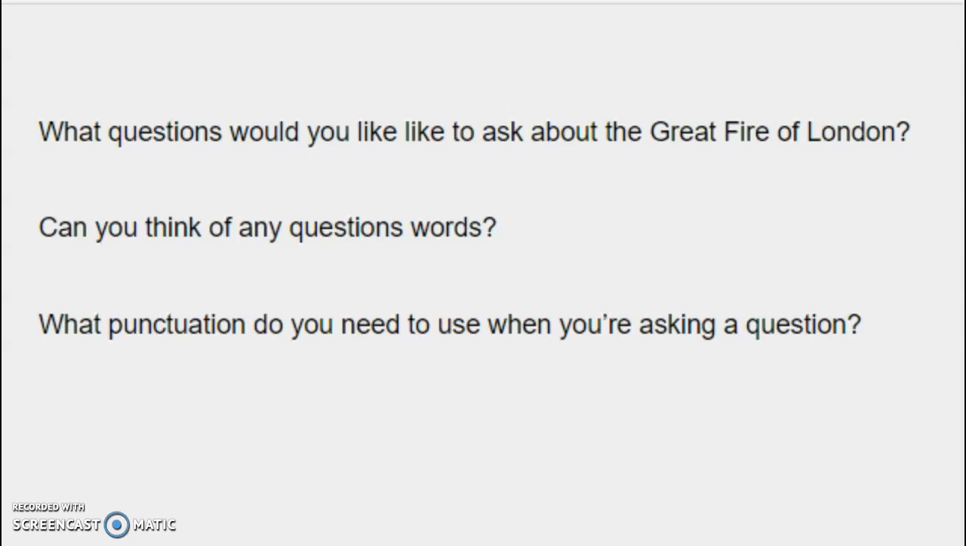So I want you to think about this. What questions would you like to ask about the Great Fire of London? Now, before you start thinking, I also want you to think about, can you think of any question words? Can you remember in our classroom, we have some question words up on the wall, right next to the whiteboard. Can you think of those different question words that we use when we ask questions? Also, the other thing I need you to think about is what punctuation do you need to use when you're asking a question? So pause the video again.